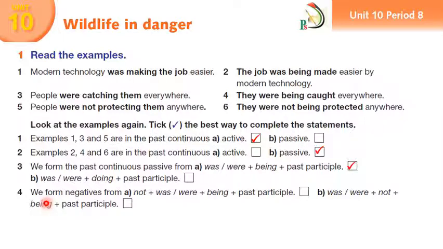Sentence 4. We form negatives from was or were, plus not, plus being, plus past participle. Did you guess? Try to answer. It's very easy. The answer is B: was or were, plus not, plus being, plus past participle. Okay, let's go on to complete the exercises. Follow with me, please.